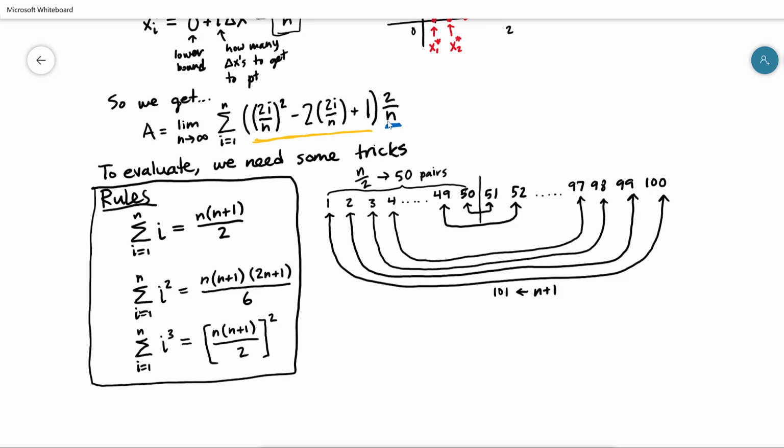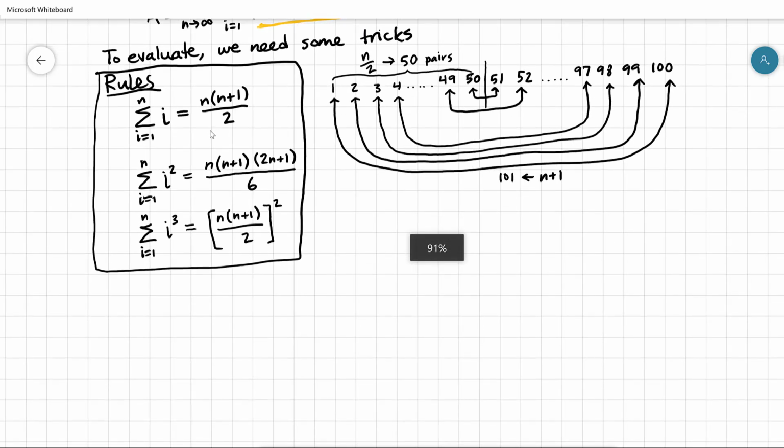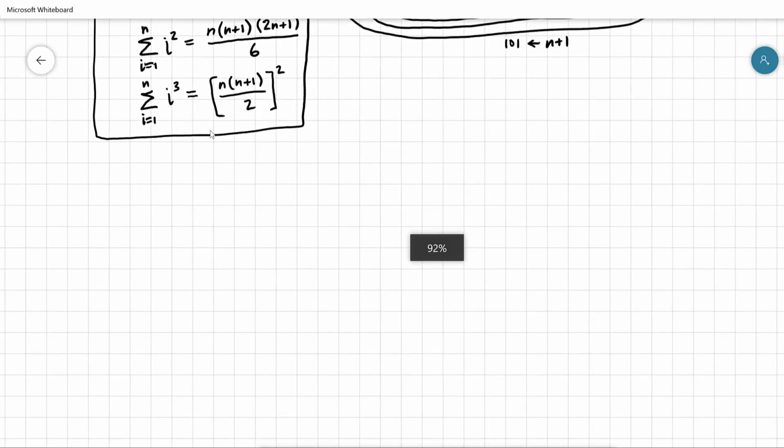So n is just a constant, right? It's the thing that we're eventually taking the limit of, but it's not affected by this sum. We're summing over the i's. Anything where an i shows up, that's where the sum is occurring. As far as we're concerned, we can pull n outside of this sum.